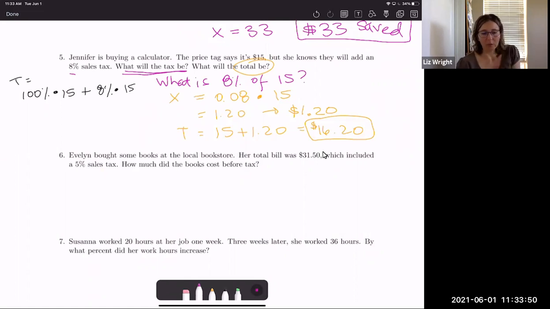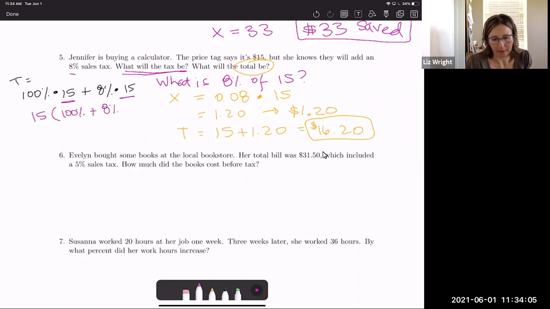So now let's do a little factoring out. So if I factor out this 15, I get 15, and then that's going to be 100% plus 8%. Well, what are those two added together? It's 108%, right? So it's going to be 15 times 108%. Well, that's pretty easy. So now let's change that into a decimal form. So we've got 15 times 1.08. And if you multiply that out, guess what you get?